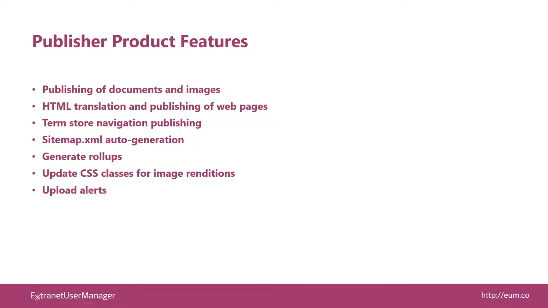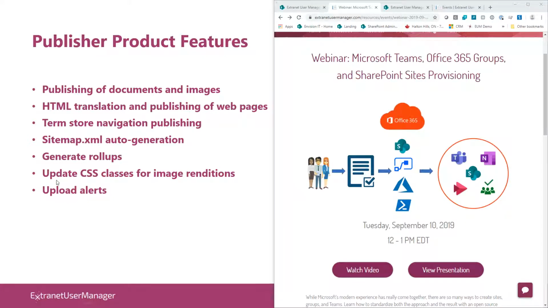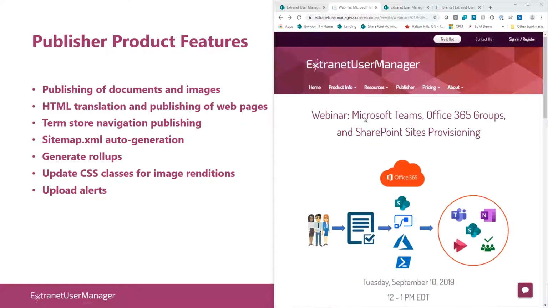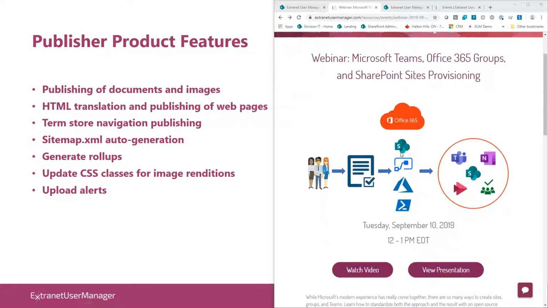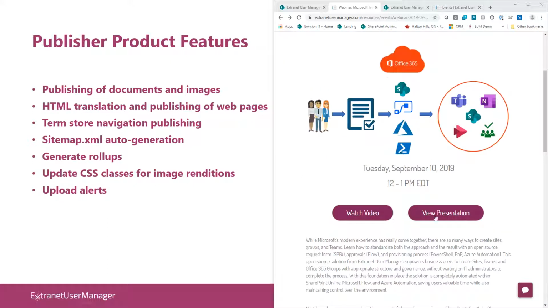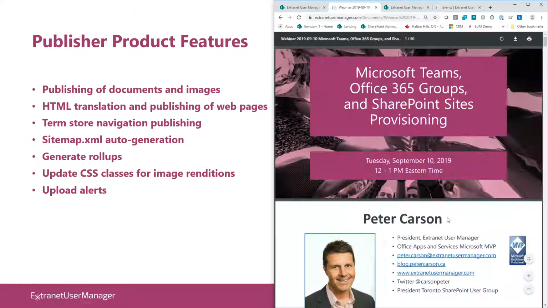So let me take you through a couple of product features, and I'm going to actually use our Extranet User Manager as an example for this. I've got a number of tabs open in my browser here on the right. Let me take you through some scenarios here. The tab I've got open right now is actually our public site. So if you go to www.extranetusermanager.com, dig down into our events, and this is actually the last webinar I gave, which was on provisioning of teams, groups, and sites. So we have content here. We've got images, we've got web content, we've got the presentation itself that we want people to be able to see. How do we get that content up into there?